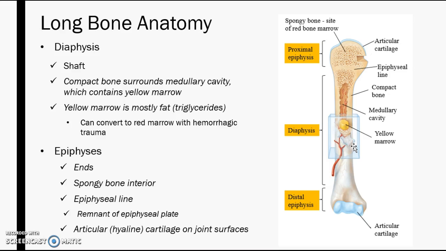Epiphyses are the ends. There's one on each end. They are mostly spongy bone on the inside. You can see the epiphyseal line in an adult bone, which was the epiphyseal plate in a pre-puberty child, and this is called the growth plate. So the epiphyseal plate is the growth plate. It closes and becomes the epiphyseal line, which you can see separating the diaphysis from the epiphysis. And then on the end of each epiphysis is cartilage to cushion the joint surfaces, and that is hyaline cartilage.